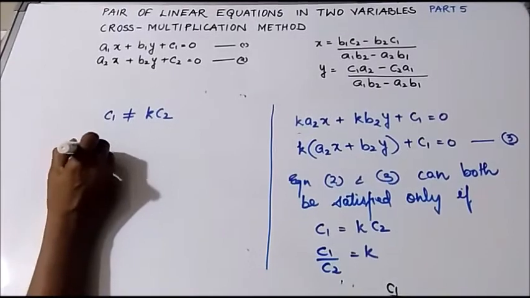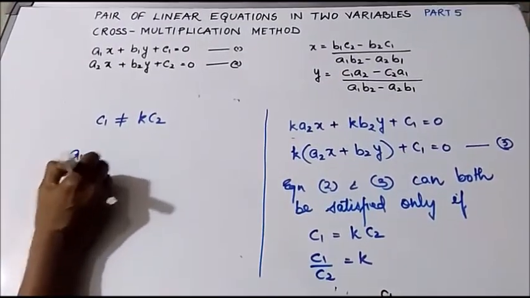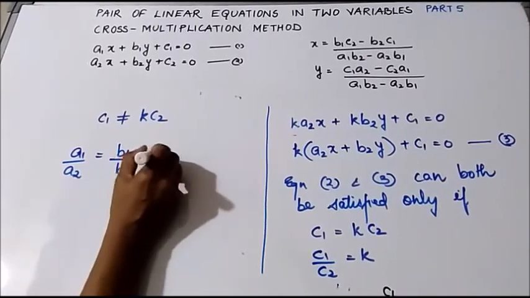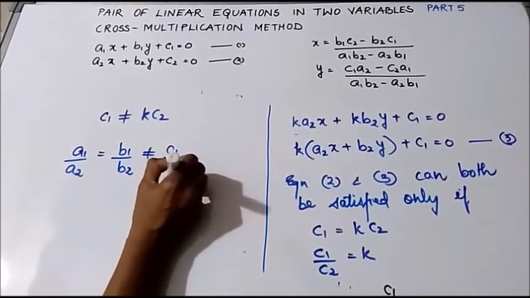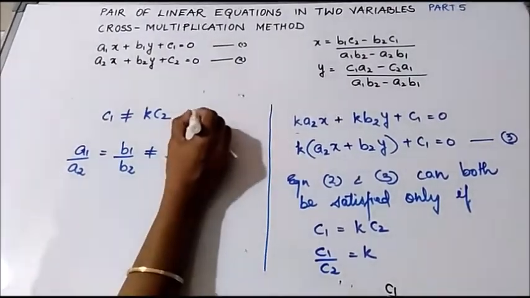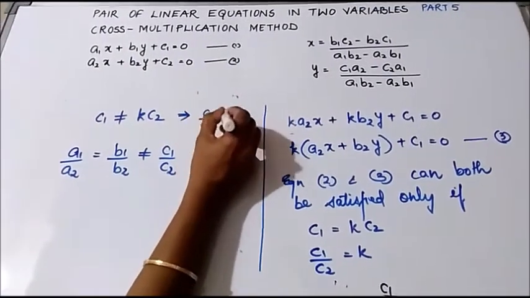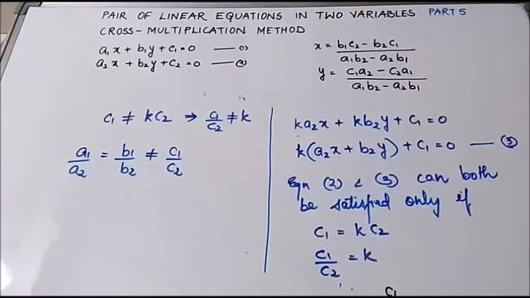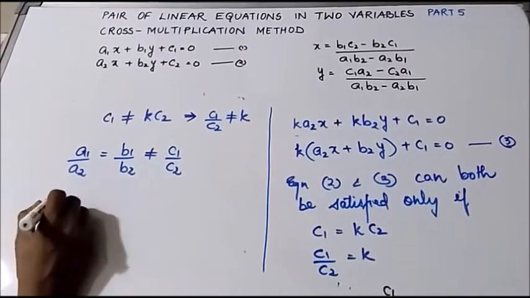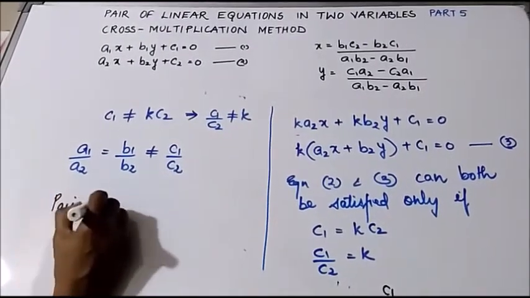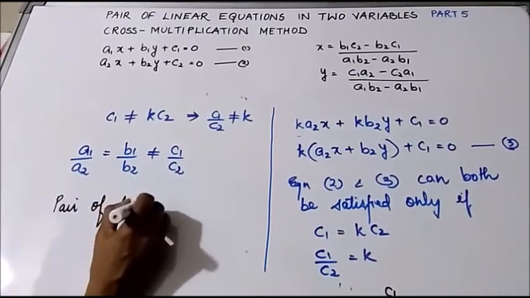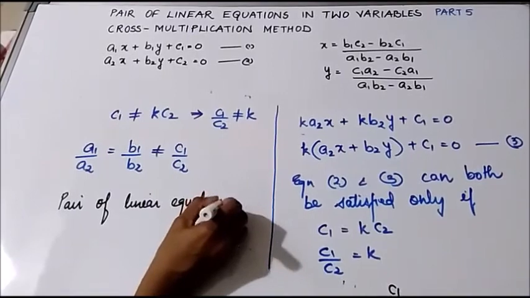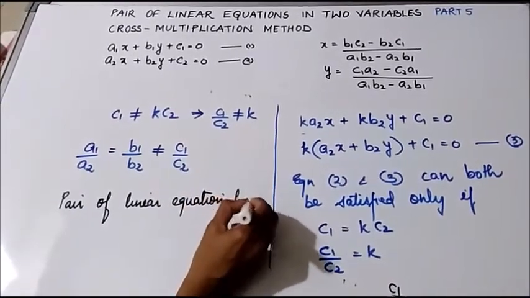Therefore, if A1 by A2 is equal to B1 by B2 is not equal to C1 by C2, because this implies that C1 by C2 is not equal to K, then we say the pair of linear equations has no solution.